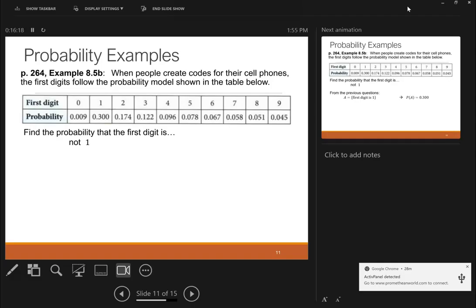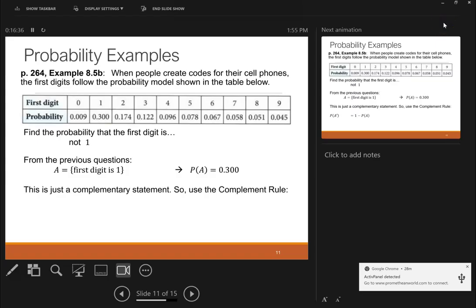What if there was like 100 digits? It was everything except 1. You'd have to add them all up. Yeah, it stinks, right? You can be there for a long time adding stuff up. That complement rule is really handy. Now in this case, sure, you could add them all up. It's not that big of a deal. There's only 10 things, so adding up 9 of them is no big deal.